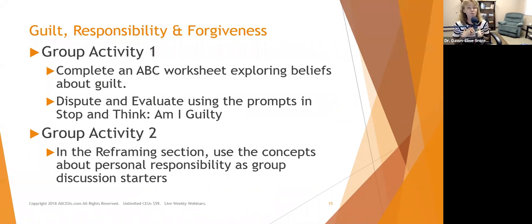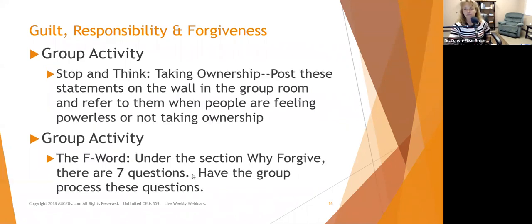It is my responsibility to be supportive of my children when they do things, and they take chances and all that kind of stuff. It is not my responsibility to make sure that they succeed every single time. So helping them identify what is and is not their responsibility. Taking ownership. Have people think about what they are responsible for, what they need to take ownership for, their actions, their thoughts, and their feelings.